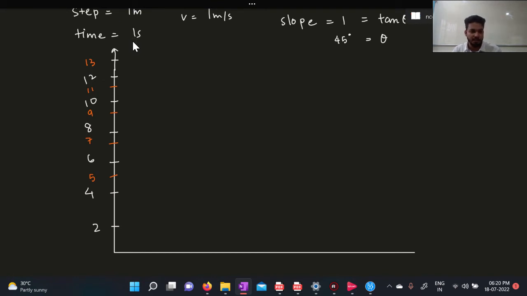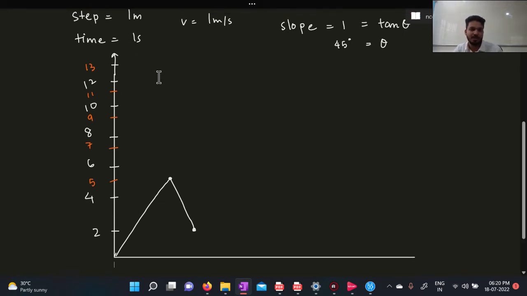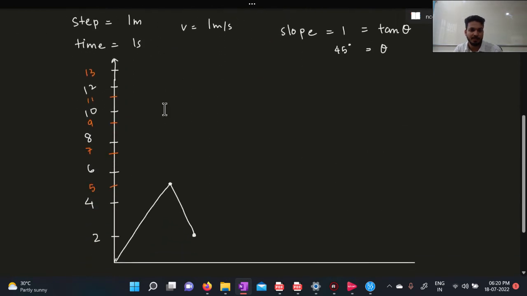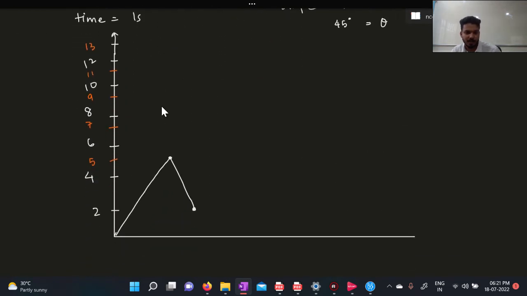Initially the drunkard goes up to 5 at 45 degrees. Remember, I have to make the line at 45 degrees. So he goes up to 5 and then comes back to 2. Again, from 2 he will go up to 7, and I'm trying my best here to make straight lines. Then he is going to come back to 4.